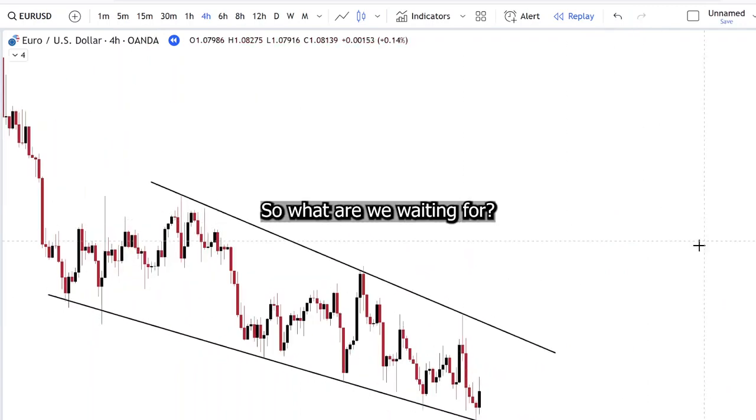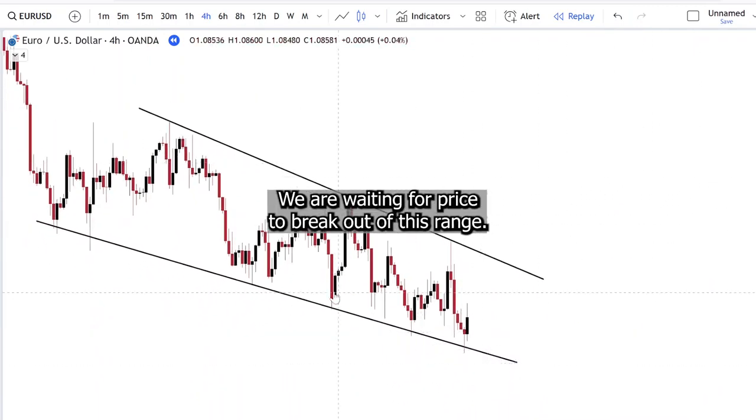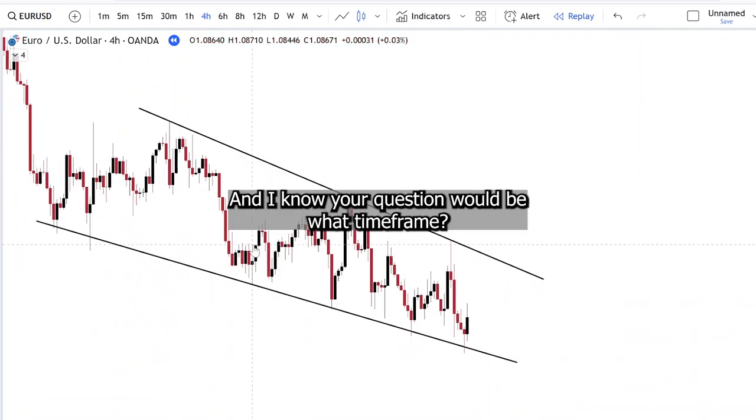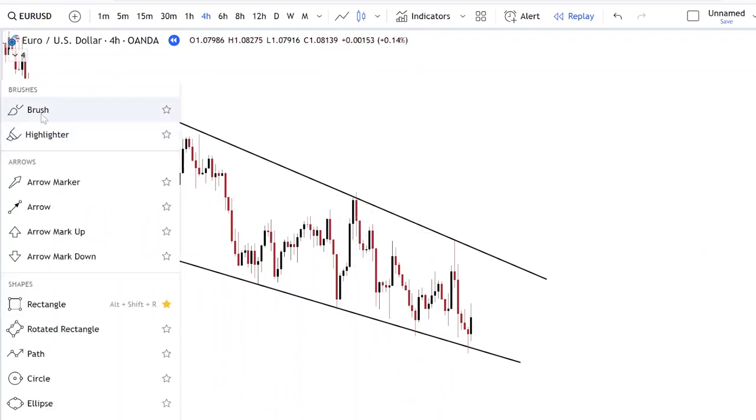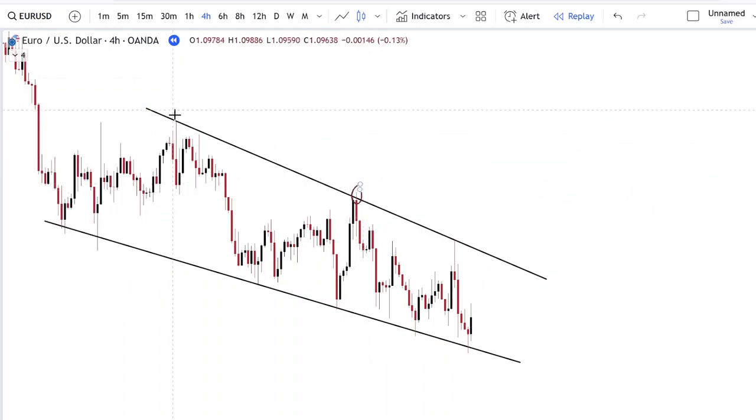So what are we waiting for? We are waiting for price to break out of this range. And I know your question would be, what time frame? As far as your illusion trend lines here, your retail trend lines, they should be where the reaction is a wick. So a reaction from your support and resistance should be a wick. As you can see, you have a wick here, a wick here, a wick here, and so on. So all these rejections are wicks.